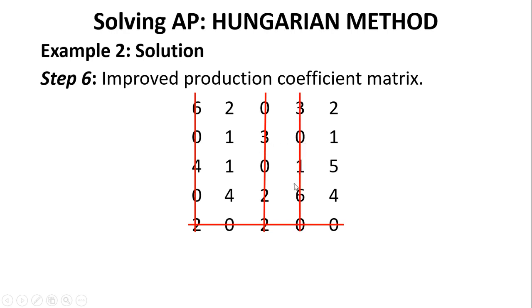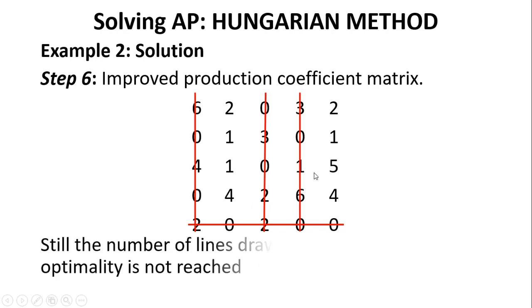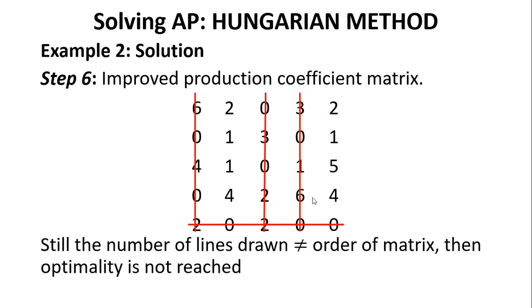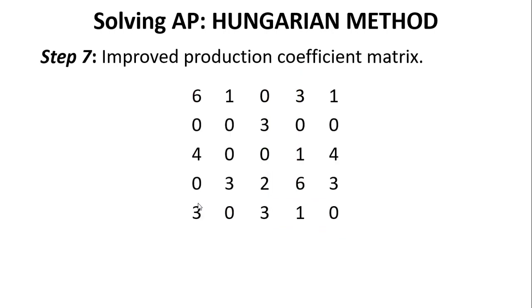So we end up with how many lines? 1, 2, 3, 4. Still, this is not an optimal solution since the number of lines drawn is not equal to the order of the matrix. So we improve the solution again. To improve that, we take the smallest element, which is 1 here. We subtract it from the uncovered elements, and we add it to the intersection elements, and we leave the elements which are crossed just once as they are, and therefore we end up with this matrix.